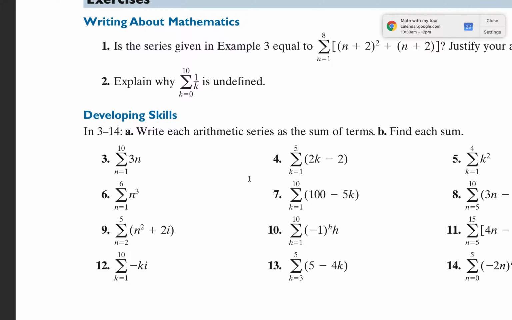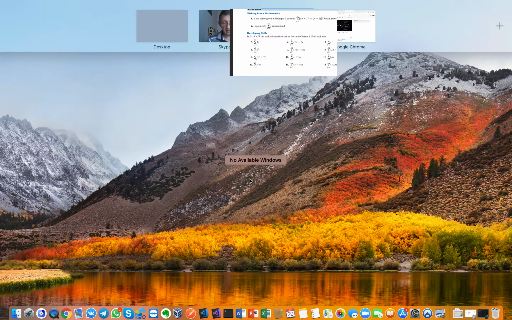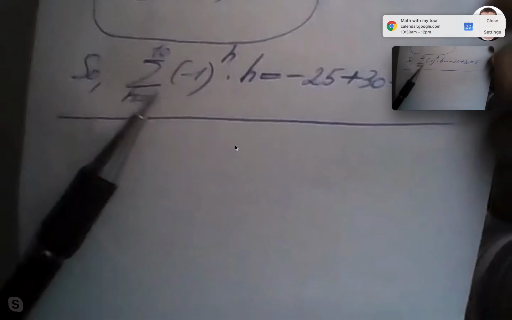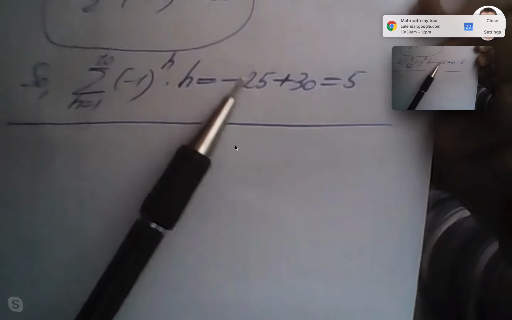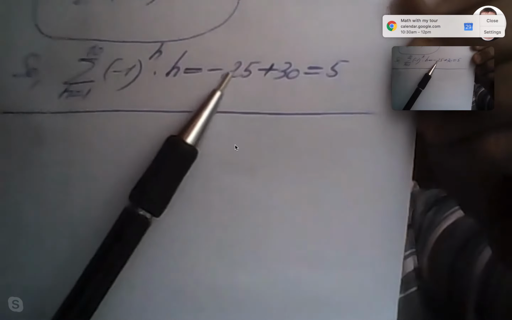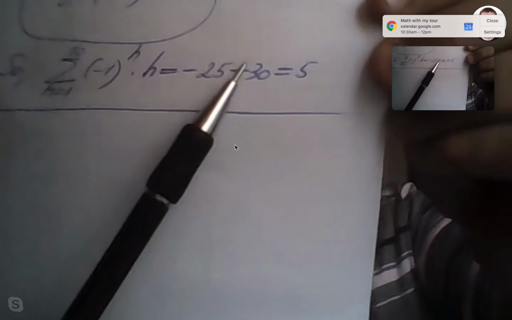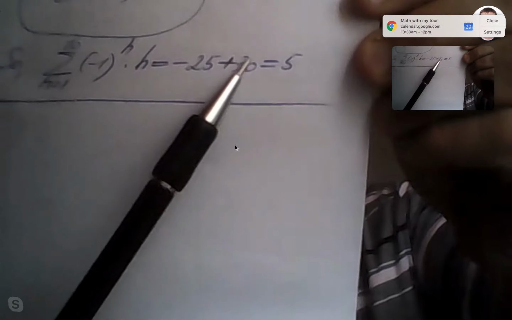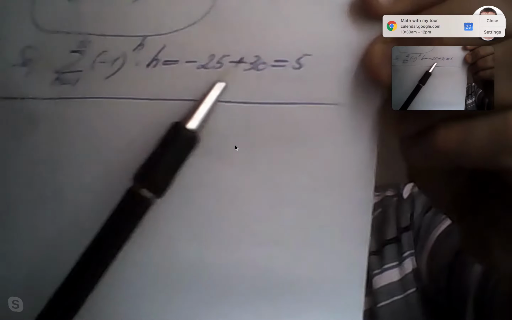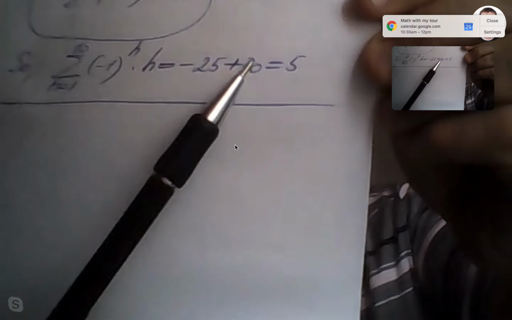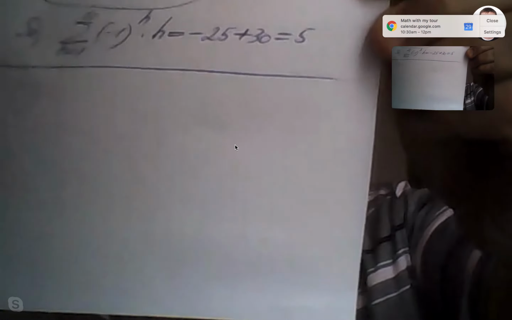And finally, the sum of the series is the sum of the odd terms, negative 25, plus the sum of the even terms, plus 30. Negative 25 plus 30 is 5.